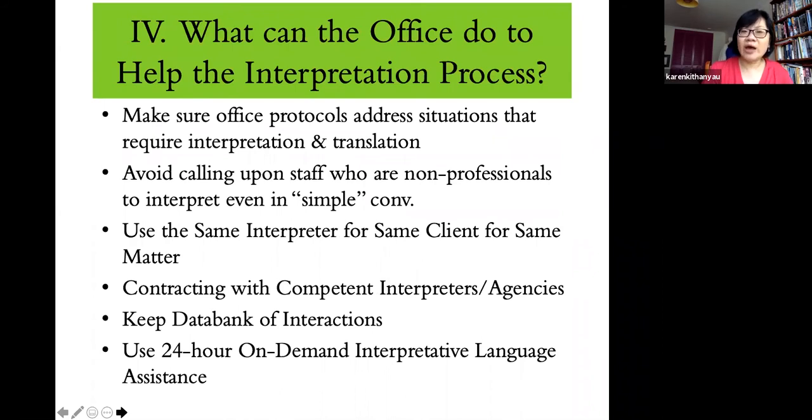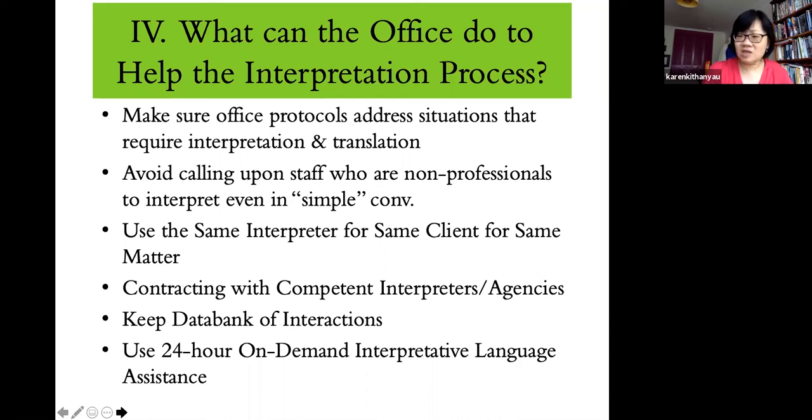And what can an office do to help this? Some best practices that I would suggest would be make sure every office has a protocol that addresses exactly this. Avoid calling upon staff who are non-professionals, who may speak the client's language, to interpret even in simple conversations. Use the same interpreter for the same client, for the same case matter. Retain competent interpreters or competent, good agencies that would provide you with competent interpreters.